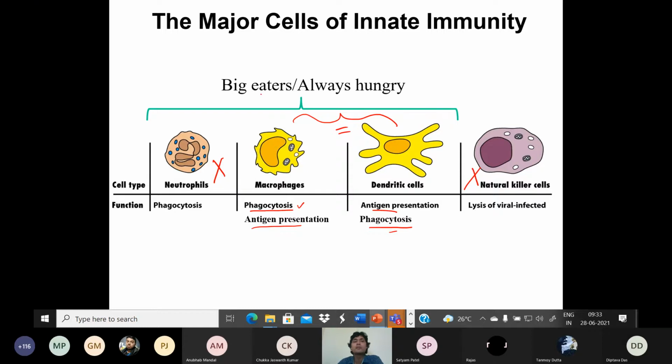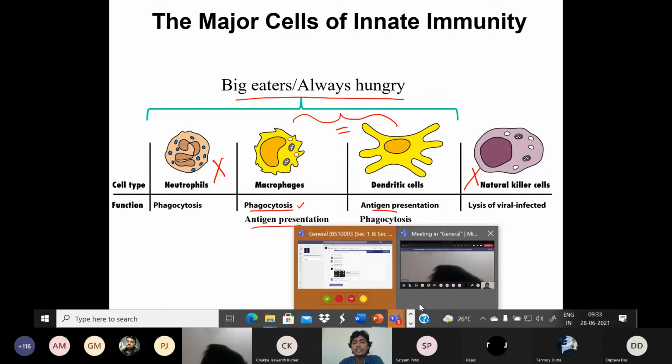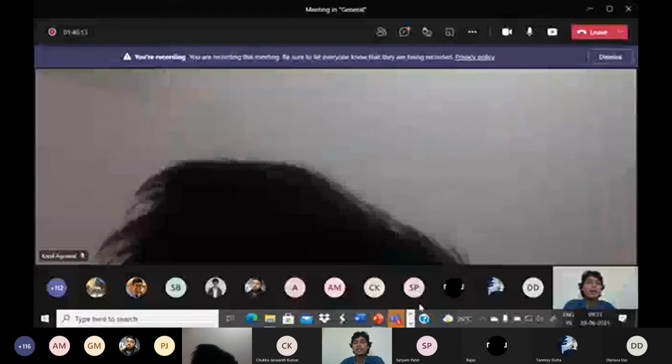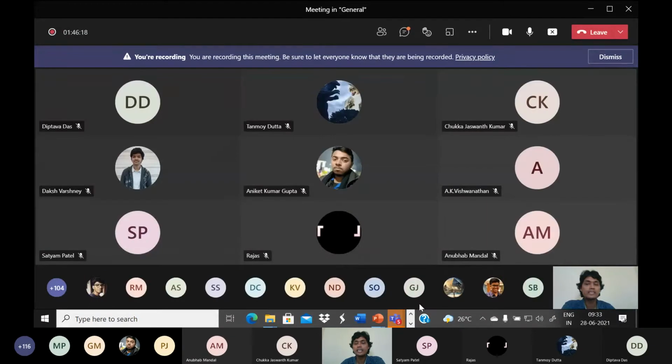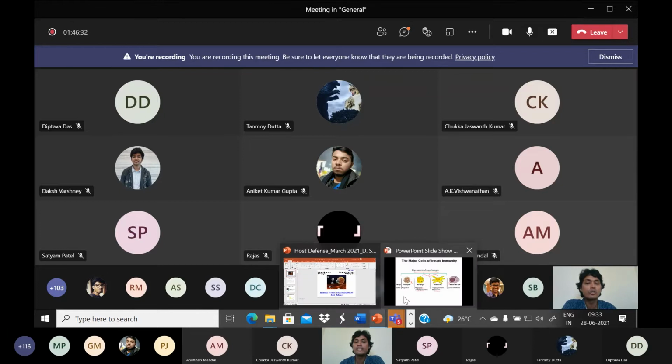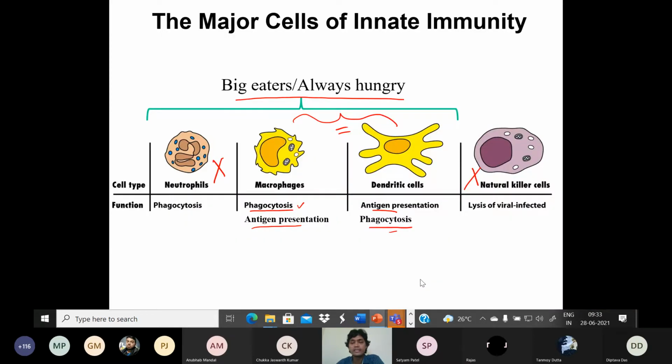Now, these cells are called big eaters. They are always hungry. Particularly this dendritic cell, they are called sentinel. That means they are traveling through our different tissues, different portions, and whenever they encounter some pathogen, then they will start reacting against that. So this is their job. They are big eaters. They eat and digest and kill those pathogens, right?